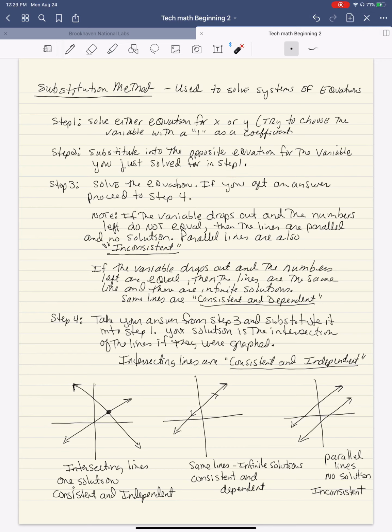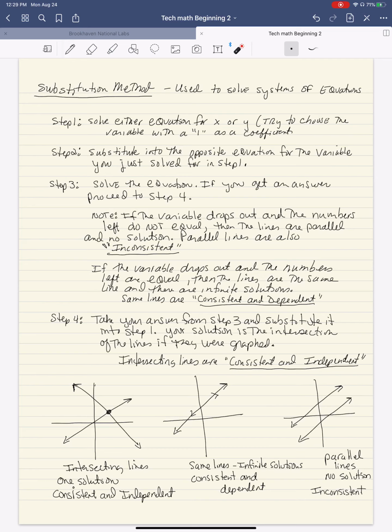If you get an answer, proceed to step 4. Step 4. Take your answer from step 3 and substitute it into step 1. Your solution is the intersection of the lines if they were graphed.